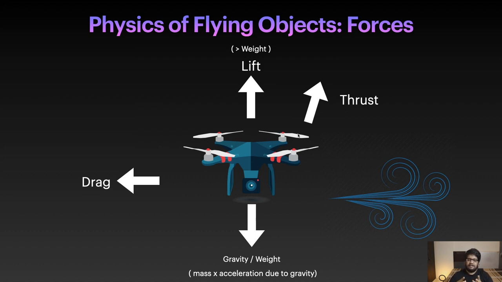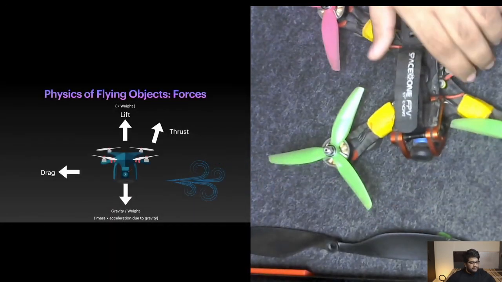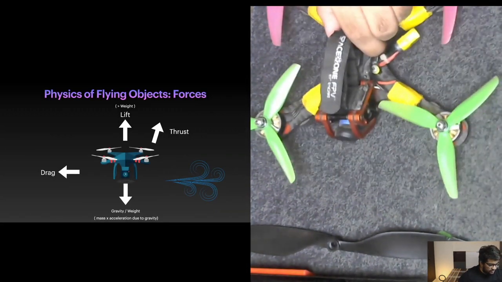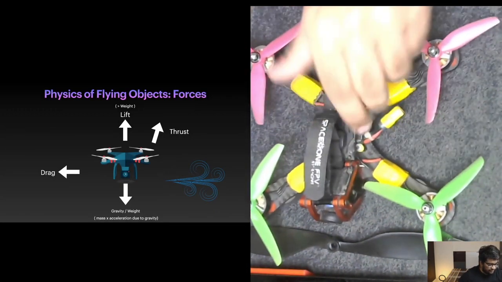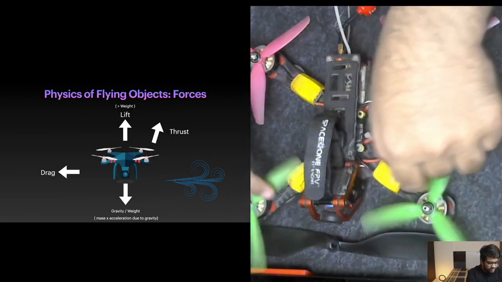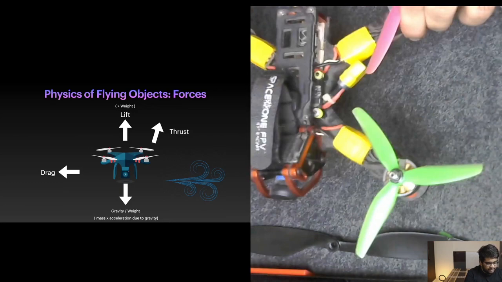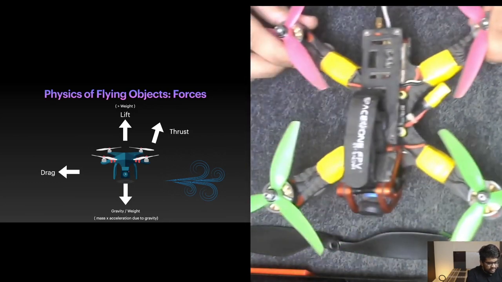So multi-rotors change the RPM of their motors, and according to the RPM of the motors, they do their motion. I'll give a very simple example. Let's move to the overhead camera and let me show you what I mean. This is a multi-rotor which has four motors, and if all four motors are rotating at the same speed, it will lift up, it will escape gravity at one point, and it will stay in the air.